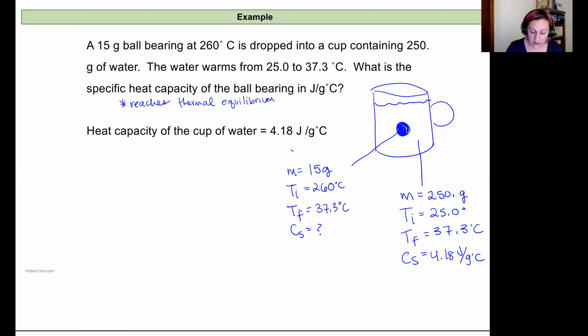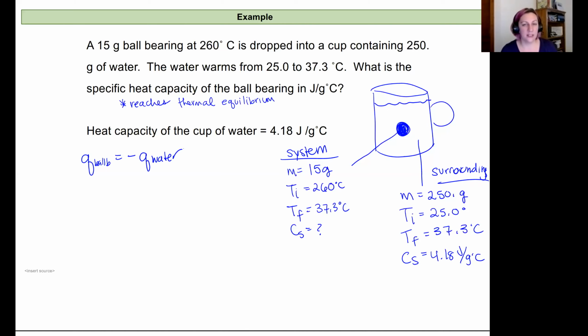So we're going to call this ball bearing the system, and we'll call the surroundings the water. This is going to depend on the fact that the heat of the ball bearing is going to be equal to the negative of the heat of the water. This just means if heat is lost or gained, the opposite will happen in the surroundings.